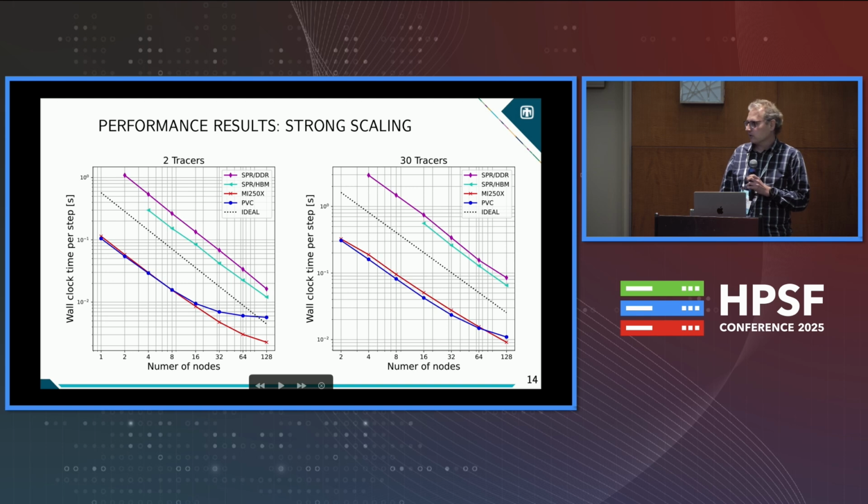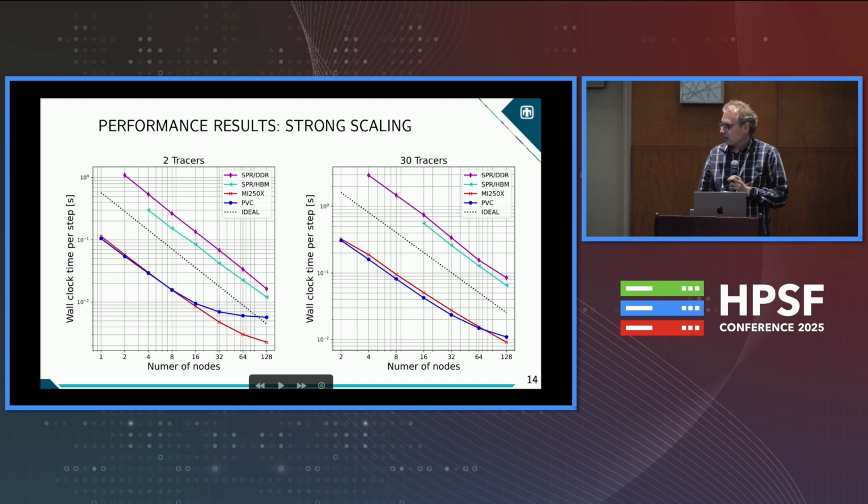We have results from Frontier on GPUs in red and from Aurora, both GPUs and CPUs, although CPUs are mostly there for reference. Aurora GPUs are in blue. And for 2 tracers, we see perfect scaling on CPUs, kind of expected that, and loss of scaling for GPUs at about 16 nodes, much more pronounced on Aurora than on Frontier.